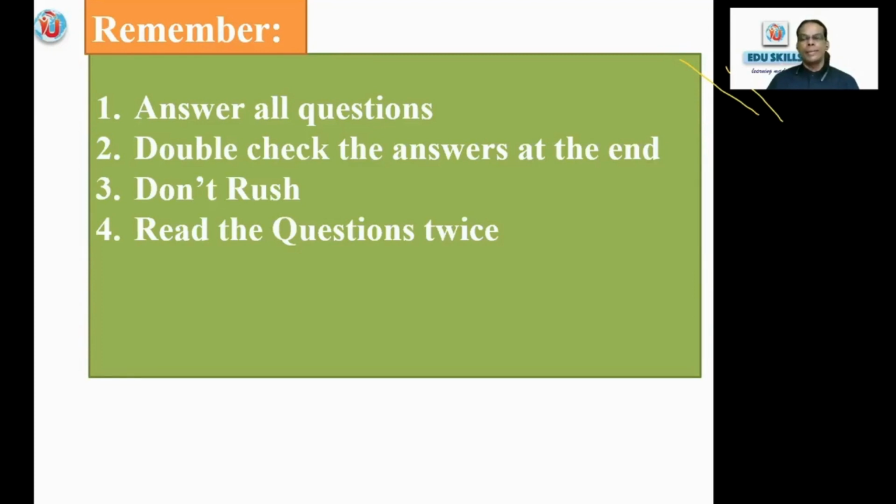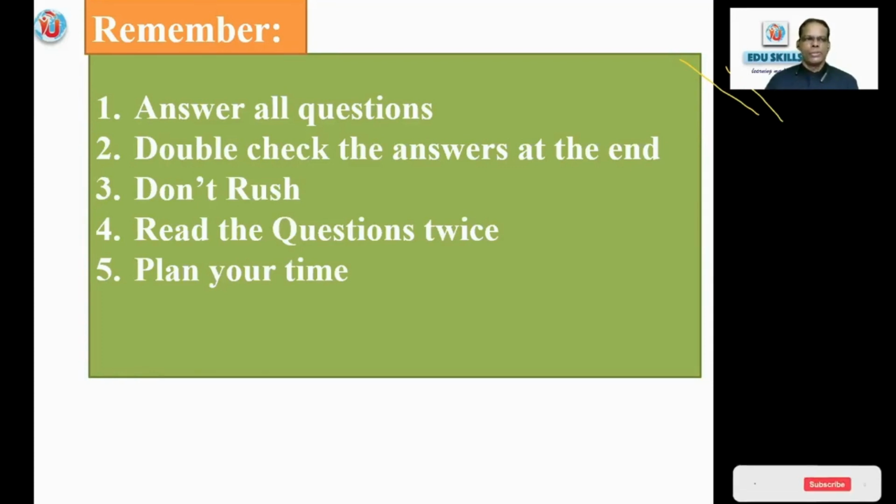Read the questions twice so that you will understand if there is a no, or negative connotations. Or it says there are few possibilities. It's not that there are a few possibilities. There are few chances, it's not a few chances. Or there are few, something like that. So you can read the questions twice at least. Even thrice is okay. Plan your time.